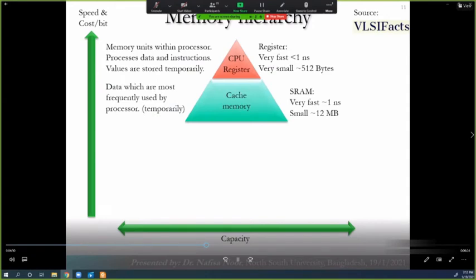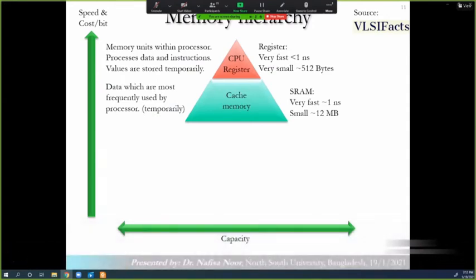In the next level, we have the cache memory. The cache memory consists of the static random access memory, or SRAM, devices. The SRAM devices are almost as fast as the CPU registers, and they are also used in small quantity but with slightly larger capacity than the CPU registers. And their cost is also slightly less than the CPU registers. Here we temporarily store the data that are most frequently used by the processor.